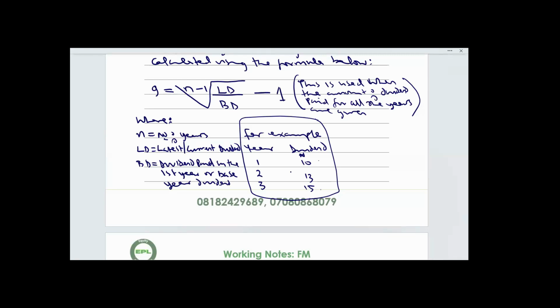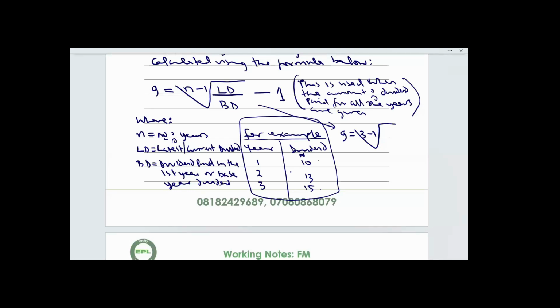Now, let's say, for example, you are given this information on dividend and you are now asked to calculate growth rates. Using this formula, I would then say G is equal to N from the formula. N is equal to 3 because I have year 1, year 2, year 3. So number of years is 3. Therefore, I would then say the (3 minus 1) root of LD. LD means current year dividend. The current year is year 3. Year 3 is the latest year.